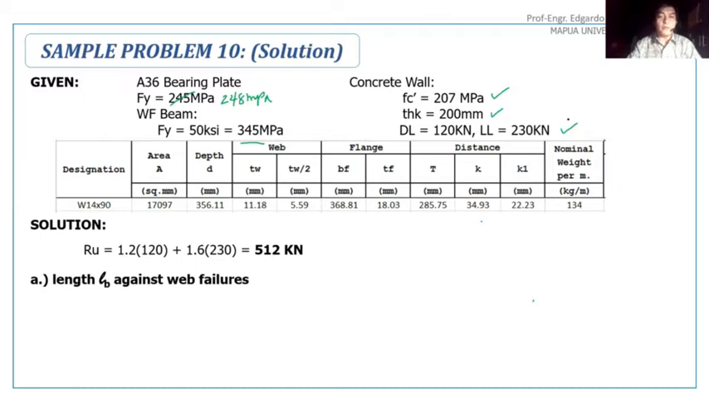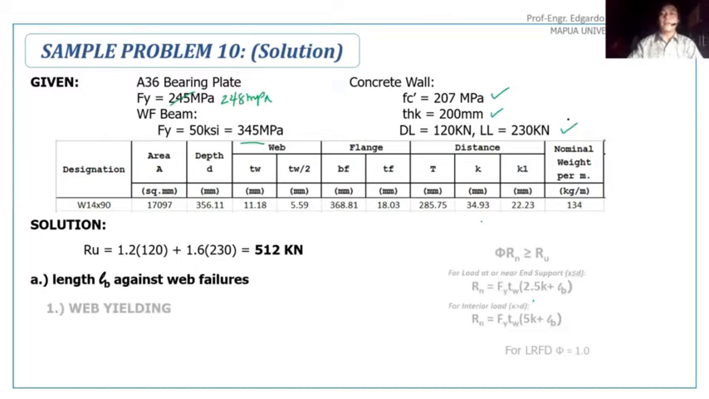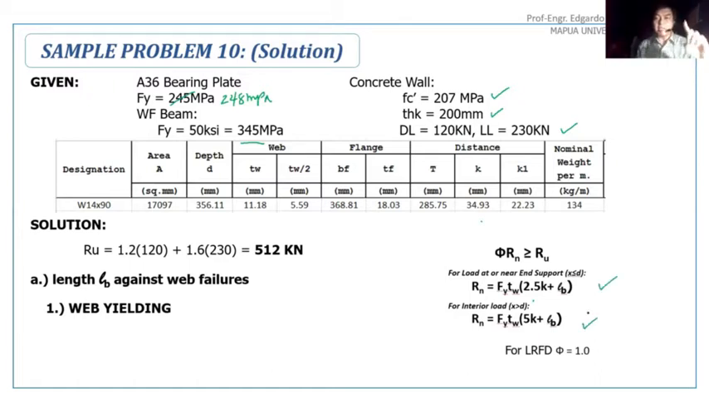So let's start with the first web failure, which is the web yielding. So these are the equations needed for web yielding. So it would be case 1 or case 2. Since the problem says that the bearing plate would be designed based on the support reaction, that means it will fall under case 1. So we are in case 1, because the load is at the end or near the end support. So this would be the equation that we're going to use.